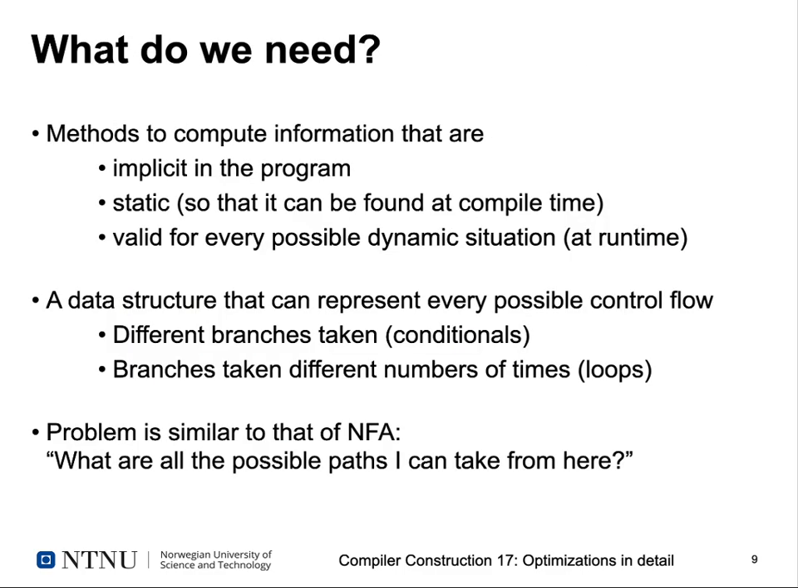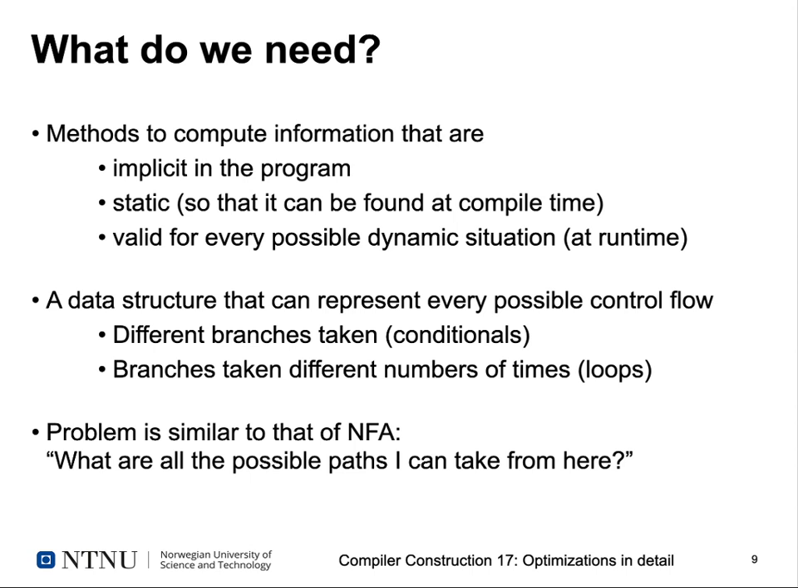So in order to properly do optimizations on IR level, which is of course what we want, we would need a number of methods to compute information. And these methods should be implicit in the program. They should be static, so we should be able to execute them at compile time by just looking at the program's code or intermediate representation without trying to execute this code. So that would be dynamic. And it should be valid, or all of the methods we are going to use should be valid for every possible dynamic situation.